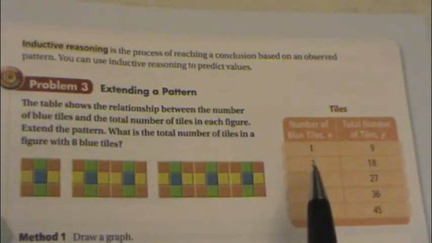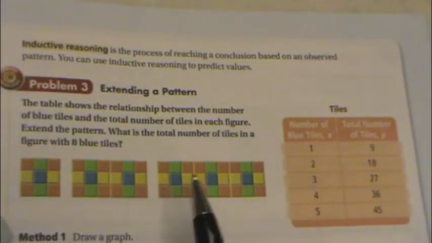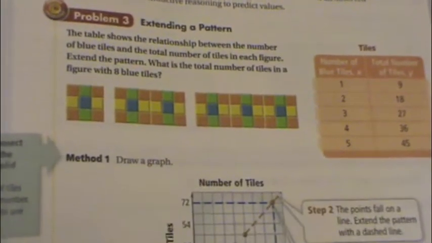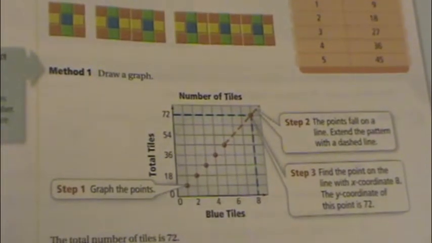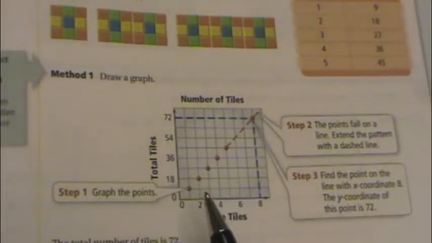If you have 2 blue tiles, how many tiles do you have altogether? I'm not going to count all those. You've got 18. 3 blue tiles, you've got 27, and so on. First step, draw a graph. Graph the points.